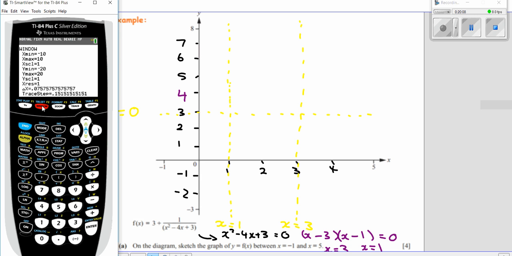What's my X-min? -1. Yeah. My X-max? 5. Yeah. My X scale stays the same. Y-min? -3. -3, yeah. 8. Everything else is awesome. Let's see. Yay!